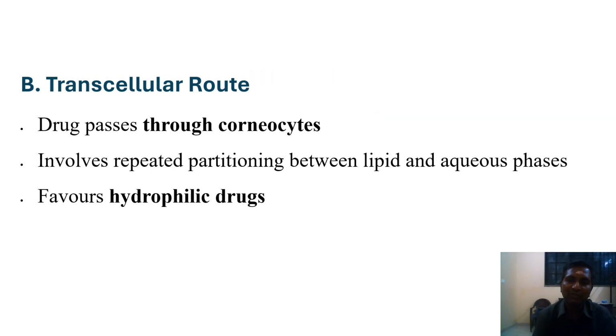The second pathway is the transcellular route. In this route, the drug passes directly through the corneocytes, which are the cells of the stratum corneum. During this process, the drug must pass both lipid and aqueous regions repeatedly. This means the drug continuously moves between lipid layers and water containing cell components. Because of this repeated partitioning between lipid and aqueous phases, this pathway is considered more complex and less common than the intercellular route. This pathway generally favors hydrophilic drugs, which have higher solubility in aqueous environments.